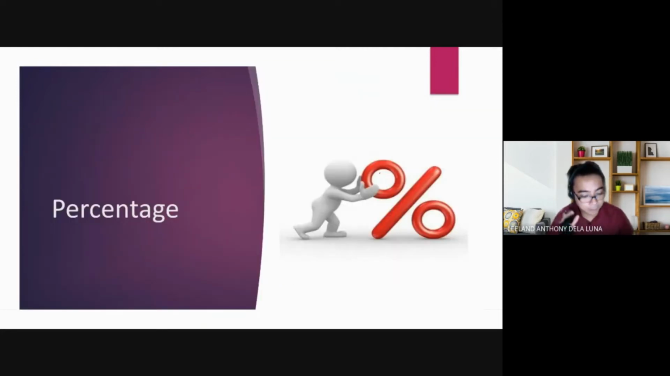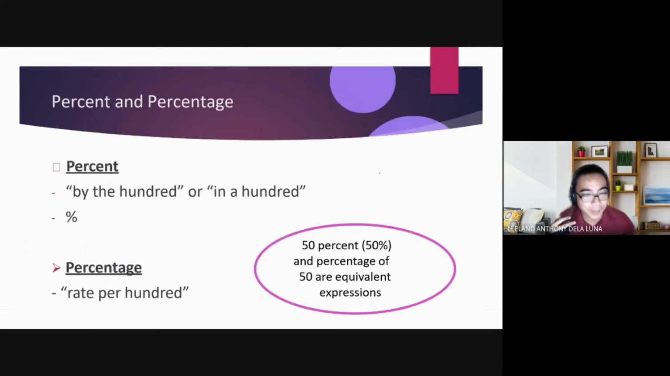Now, let's first talk about percentage, class. I think this is easy, right? Most of you know this already. Percentage, class, is simply percent by the 100 or in 100. Usually it's expressed as a percentage. So normally, if you have a numerator divided by a denominator times 100, that is how you get percent.